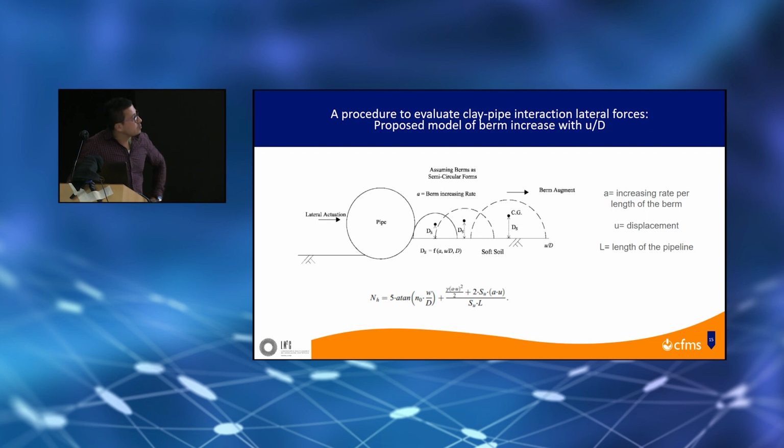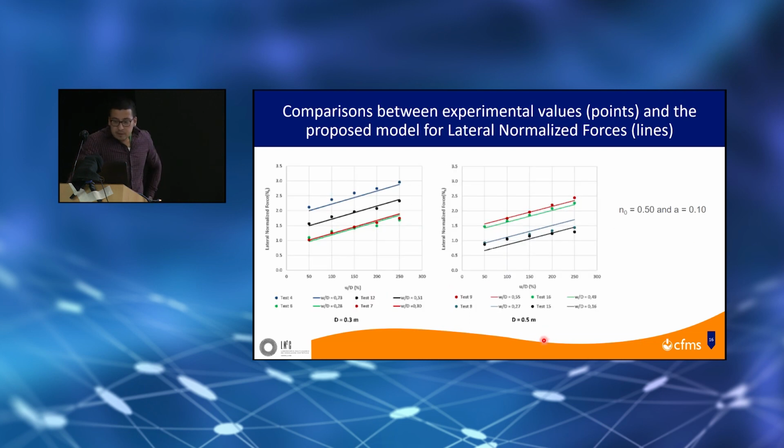In the sequence, it was proposed an equation which considers the formation of the berm. And so here it is considered what happens after the breakout point. So it is added this parameter, which is associated with a rate of increase of the height of the berm, assuming semicircular berms. So comparisons were made between the experimental results and the equation proposed.